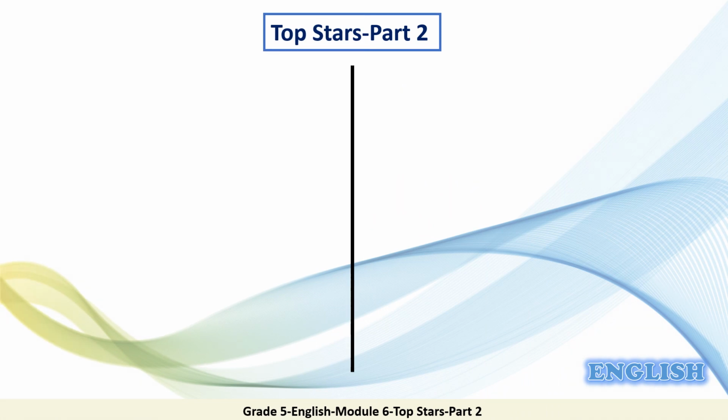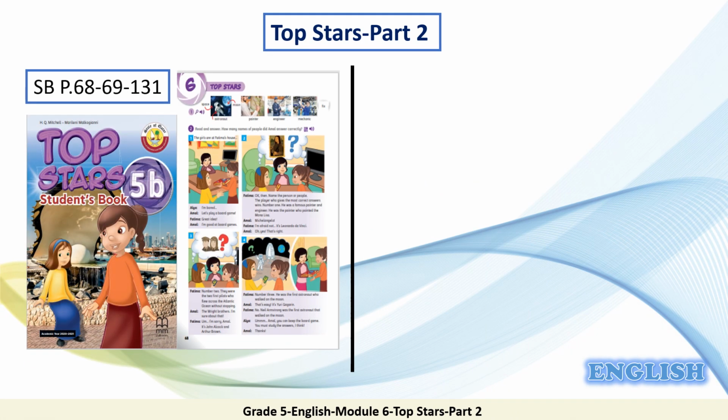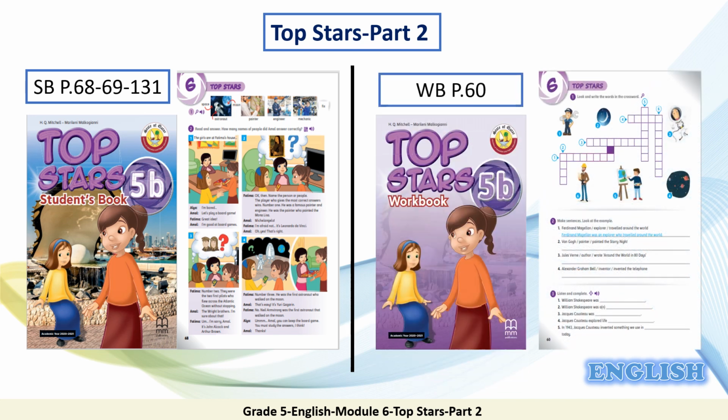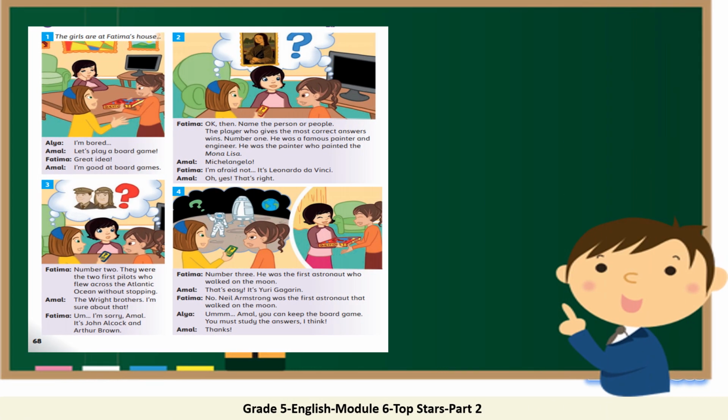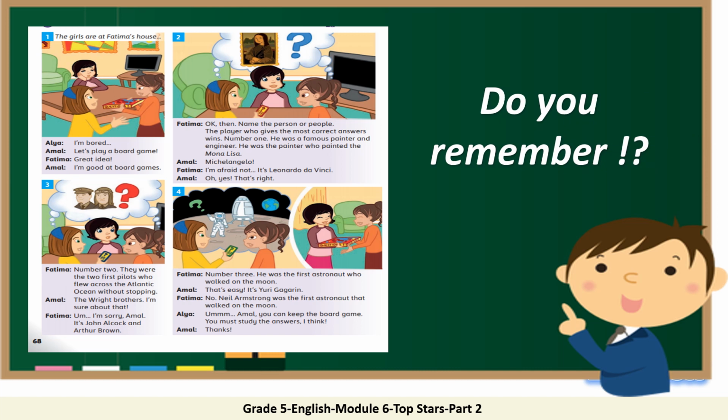You can find the lesson in your student book, pages 68, 69, and 131, and in your workbook page 60. Dear Grade 5, do you remember what we have learned yesterday? Exactly. We have learned about people who first did something.